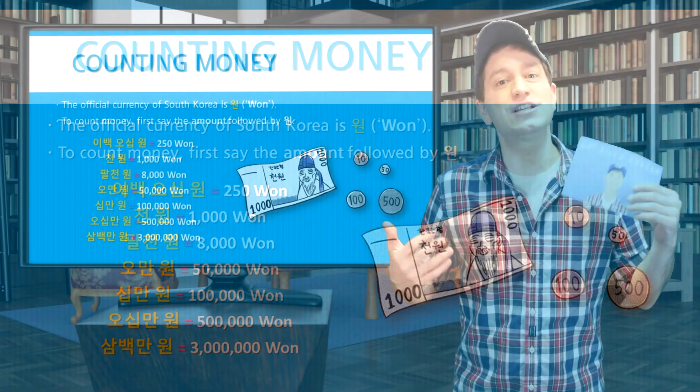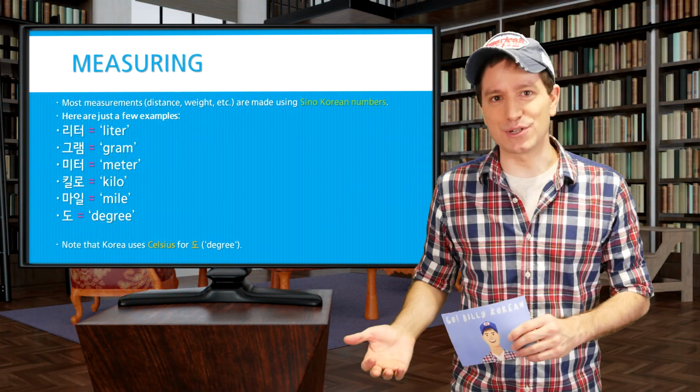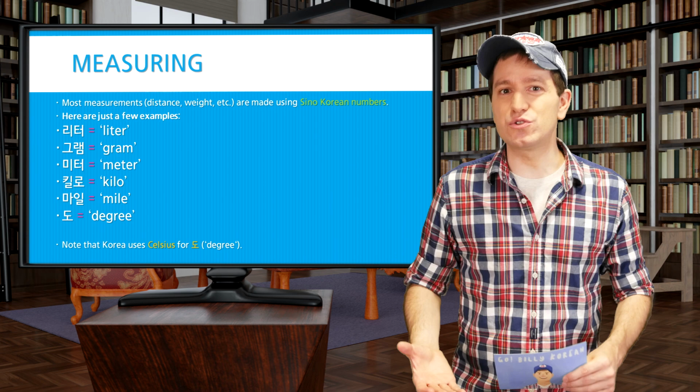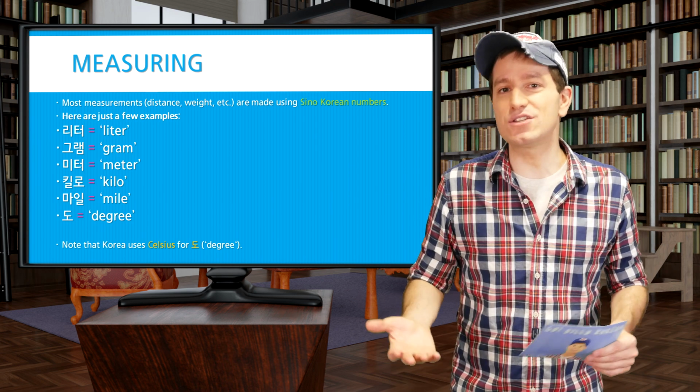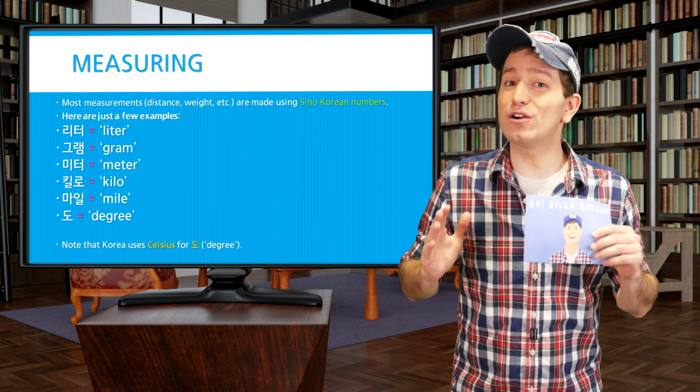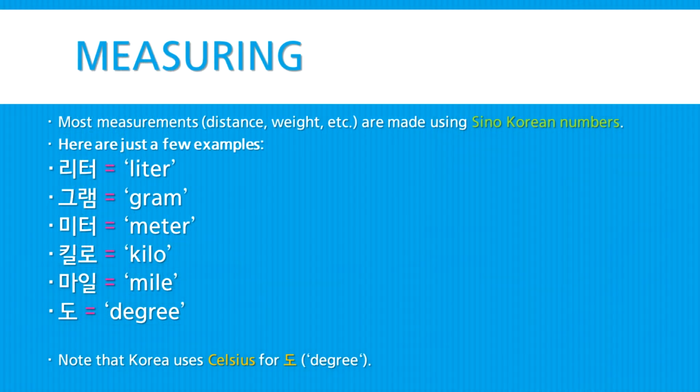And it's not just counting money that we can use Sino-Korean numbers for. These numbers are also used when measuring things, such as distance or weight or temperature. Here are a few other examples that we can use to count. 리터, liter. 그램, gram. 미터, meter. 킬로, kilo. 마일, mile. 도, degree. Note that Korea uses Celsius for degree, not Fahrenheit.